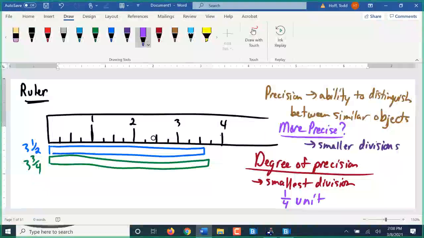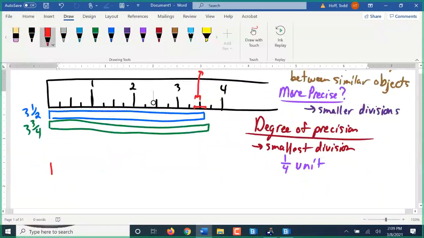Now, if we look at these objects that we measured here, the blue object is not exactly 3.5 inches. It's between 3.5 and 3 3/4. It's just closest to the 3.5. On this ruler here, anything between here and about here would have been measured as 3.5 inches, because we're going to the nearest marking, which means it could be off up to halfway to the next marking. That is what is called the possible error, or simply the error in our measurement.